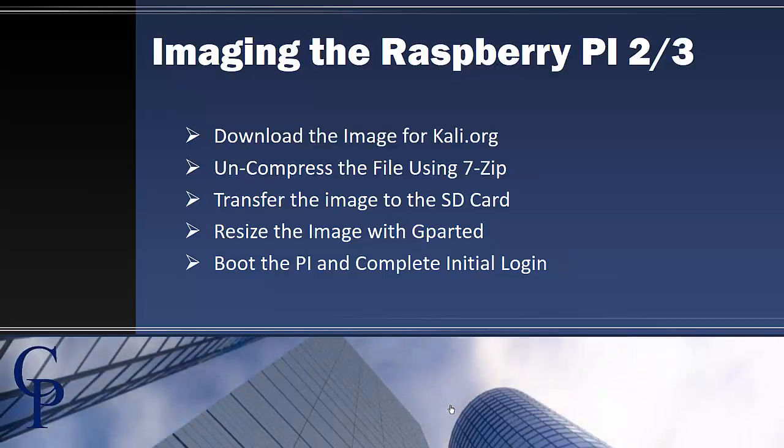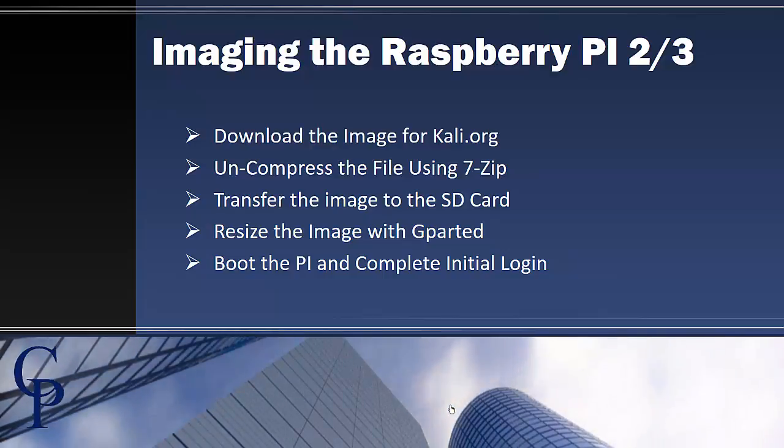We're going to grab the image from Kali. We're going to uncompress the image using 7-zip. I already have the image downloaded from Kali, but I'll show you how to uncompress that with 7-zip. We're going to transfer the image to the SD card reader and the SD card using our WinImage program. We're going to resize the image with another copy of, in my case, Kali Linux running on a virtual machine using gparted. And then we'll boot the Pi and complete the initial login.